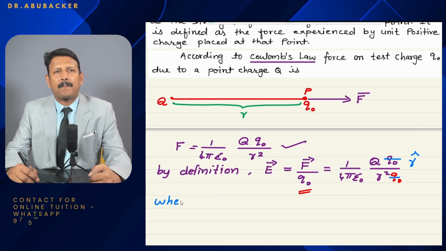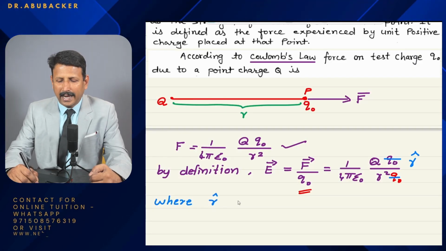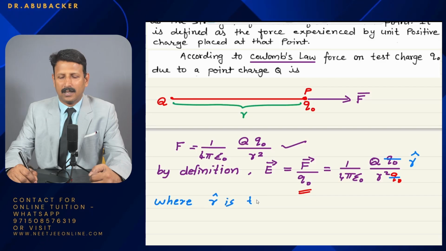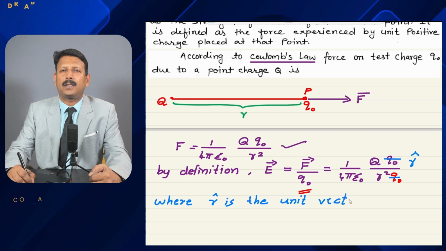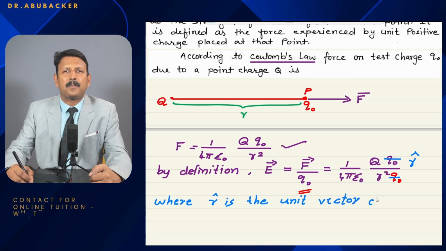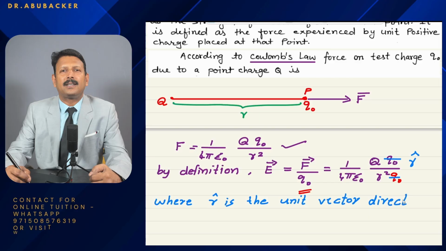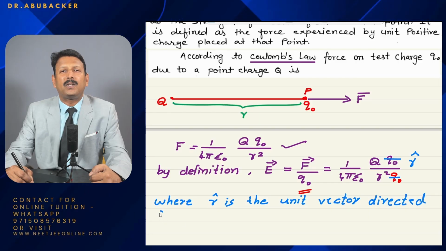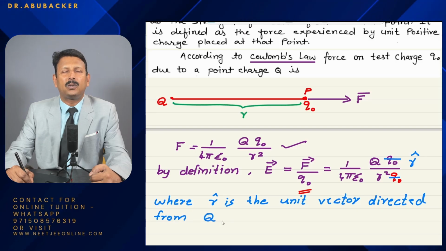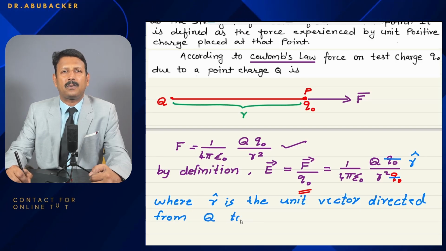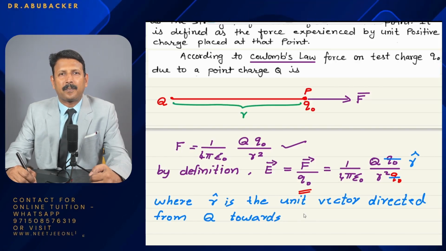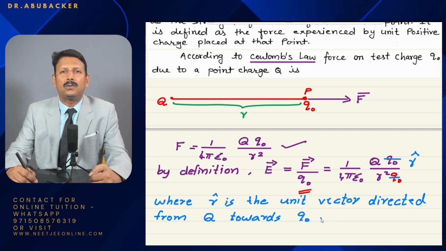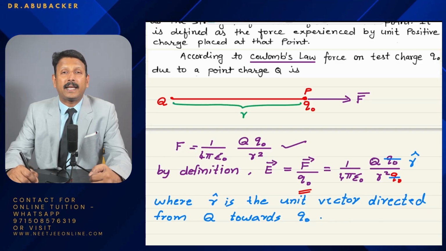Okay, so where R cap, you know R cap, right? That is a unit vector. R cap is the unit vector. And if you talk about which direction it will be, it will be directed from capital letter Q to small Q0. Okay, just note down these points, this equation: E is equal to F by Q.